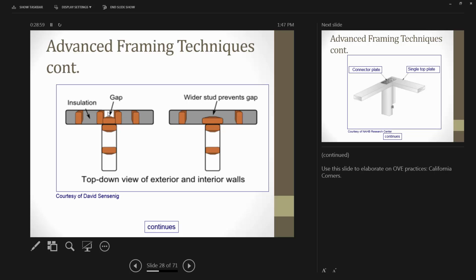But as you can see, there's a huge gap in there, and oftentimes they would get framed and sheathed up, and you can find in a lot of older houses where there's just no insulation in there. So you can see the wider stud on the right-hand side.